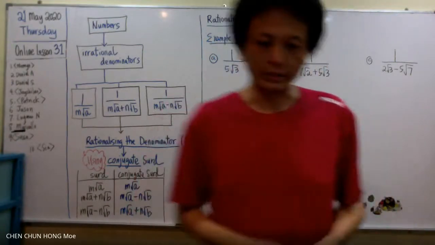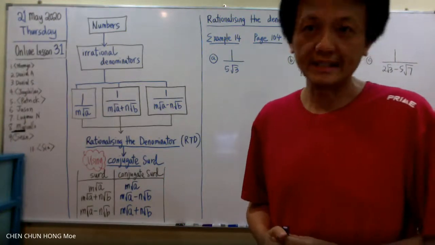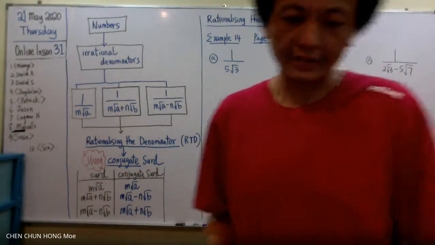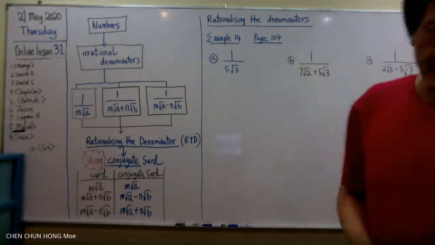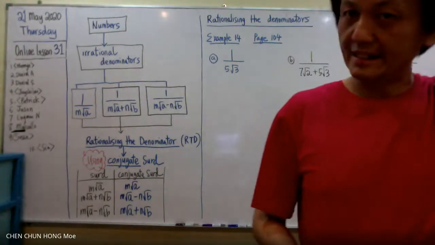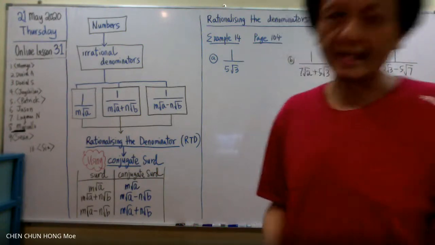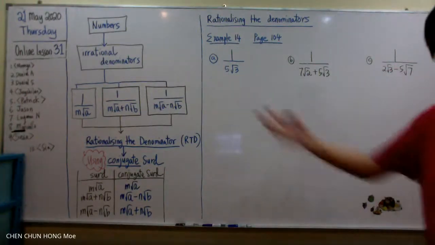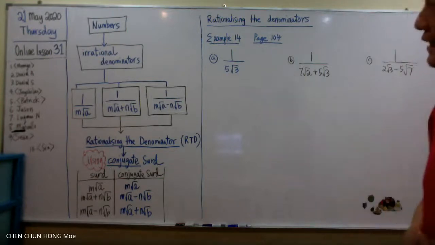Okay, so we will continue with this section under laws of surds, page 104. We are actually at the end of the section, rationalizing the denominators for expressions involving surds. I think last lesson, which was on Tuesday, towards the end, I put up the same diagram. You can take this, copy this, so that hopefully this can help in your revision. So let's run through this again.